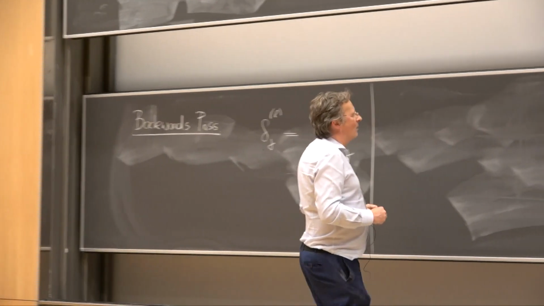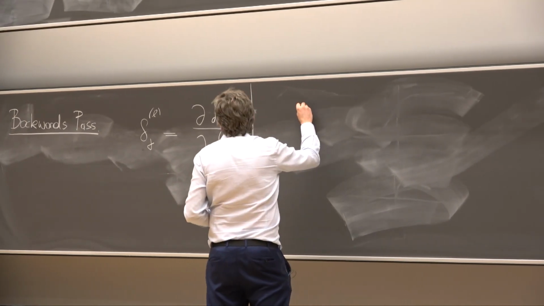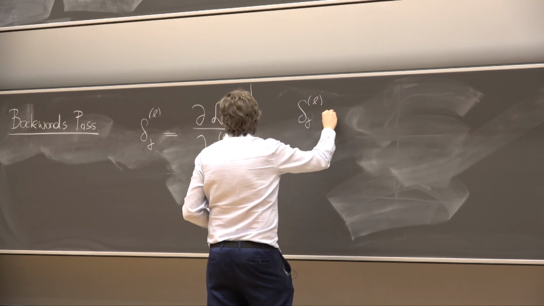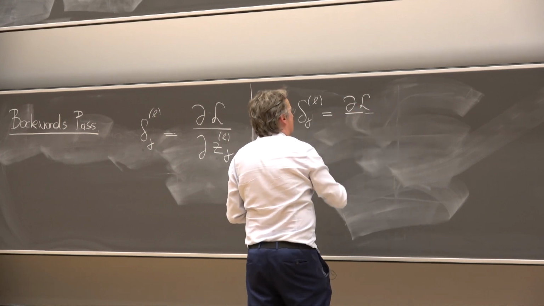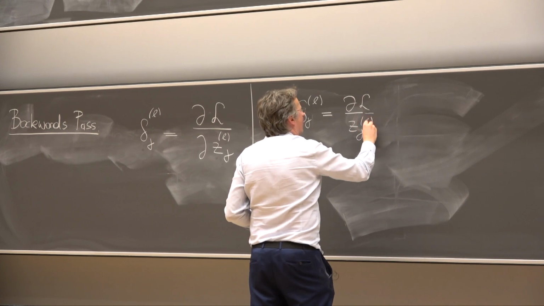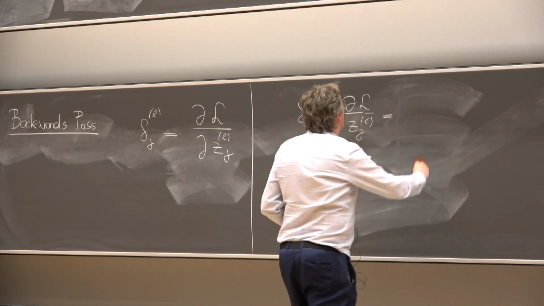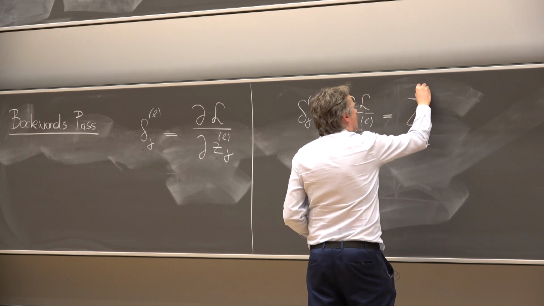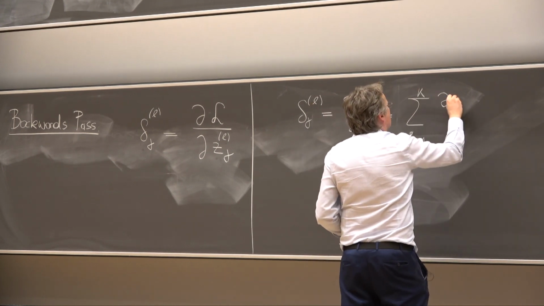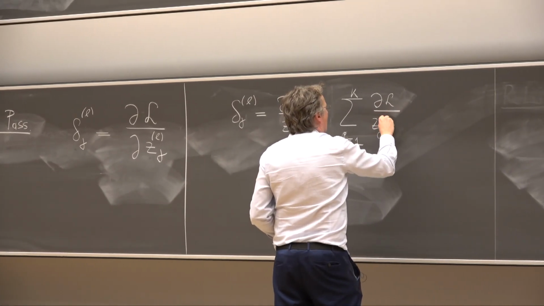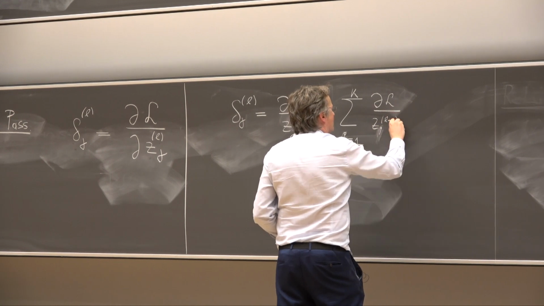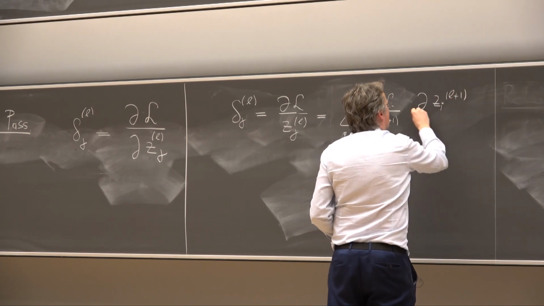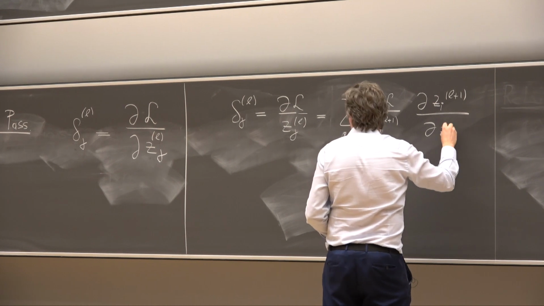Okay, so we want to compute things now backwards. So let's say delta j of L. I want to compute this. So this is the dL over dz_j of L. And so now I'm going to write it down as follows. I'm going to write this down as the sum, i is 1 to k, and I write it down as dL over dz_i of L plus 1 times dz_i of L plus 1 over dz_j of L.